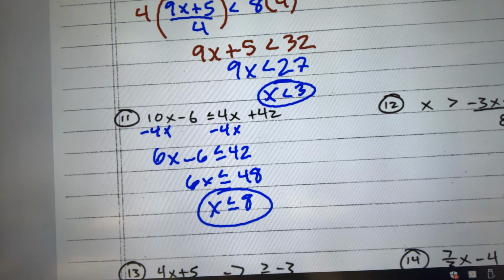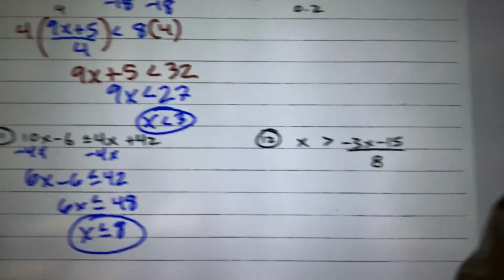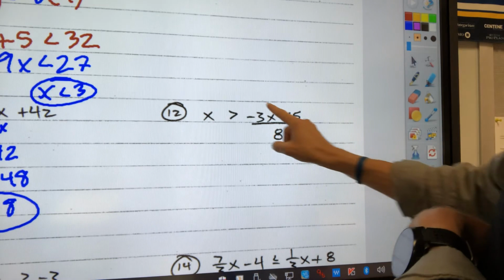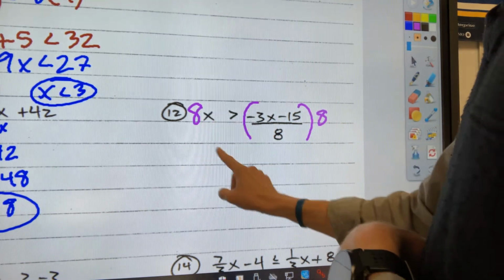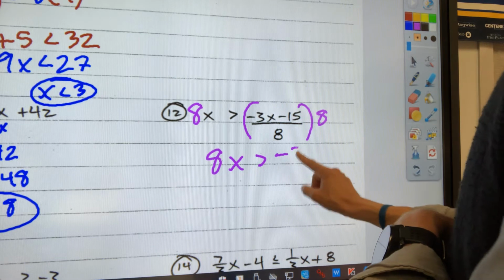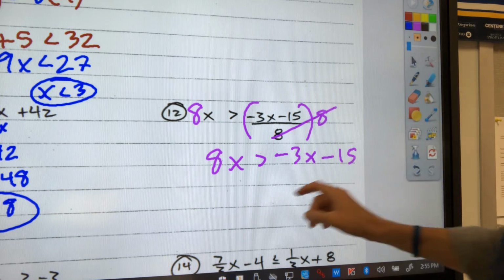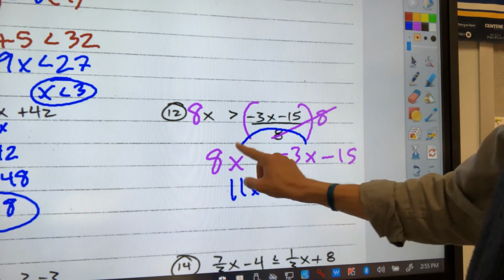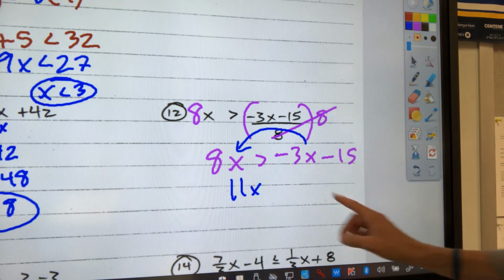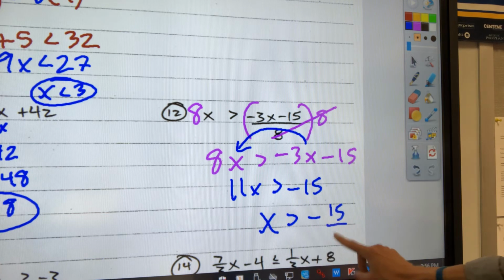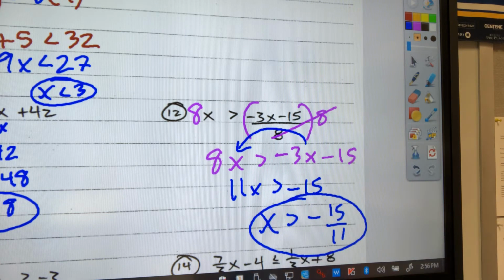And in this section, the final one here is number 12. There's 12. I'm going to multiply both sides by 8. 8x is greater than negative 3x minus 15 because those 8's cancel. Add 3x to both sides. Add that 3x over. So that arrow means I'm moving it over. 11x is greater than negative 15. I'm going to divide by 11. Negative 15 over 11 is a good answer. Negative 1 and 4/11, negative 1.36 repeating.